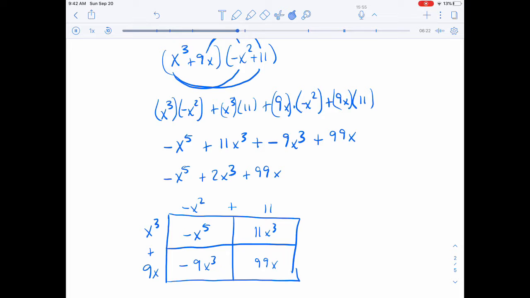Let's sum our boxes. So we have a negative x to the fifth plus 11x cubed minus 9x cubed plus 99x. Combining our like terms, we get a negative x to the fifth plus 2x cubed plus 99x, which is the same as when we did it using the distributive property.